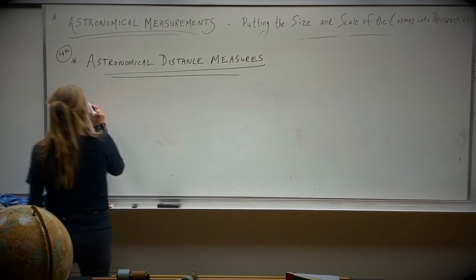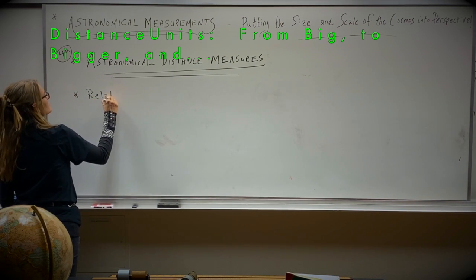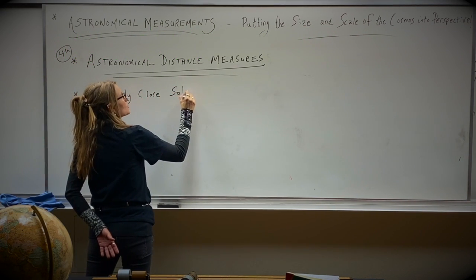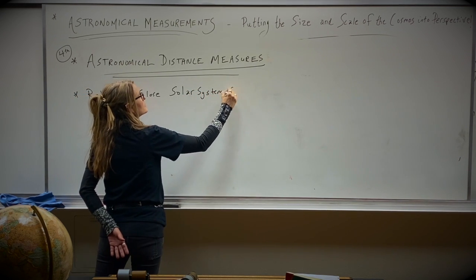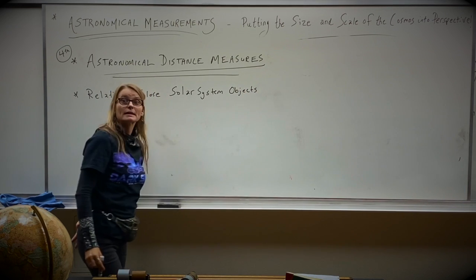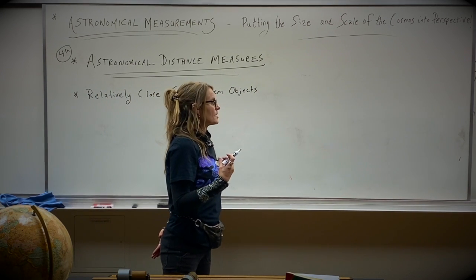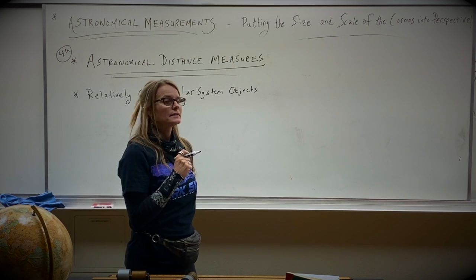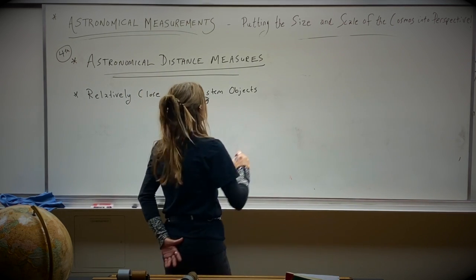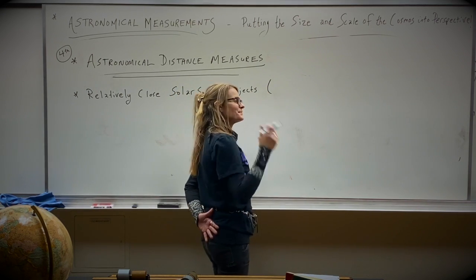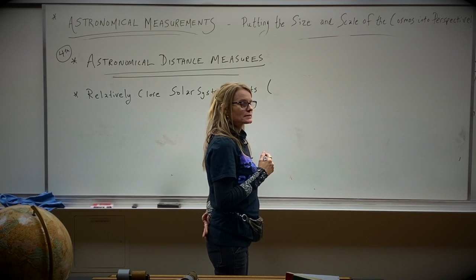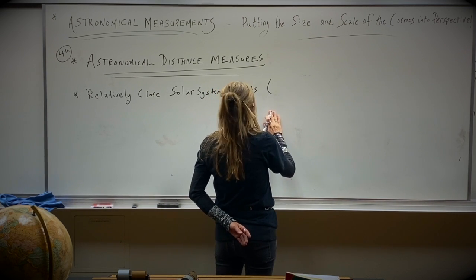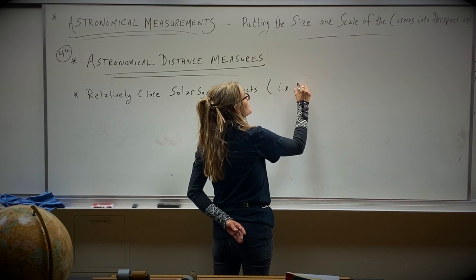So for relatively close objects, and I'll specify solar system objects, by this we mean like the moon. Sometimes we might talk about meteors or satellites like the International Space Station that's in Earth orbit going around the Earth. You can even use kilometers to represent distances to the close planets like Venus or Mars. So relatively close solar system objects such as the moon.